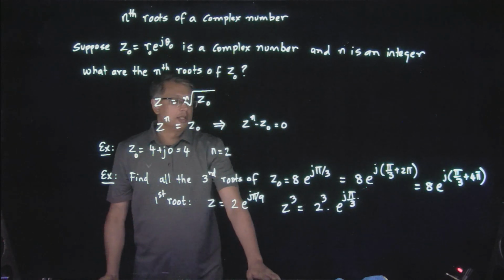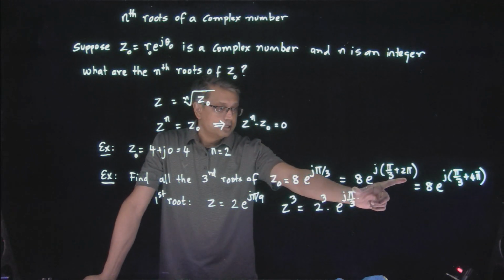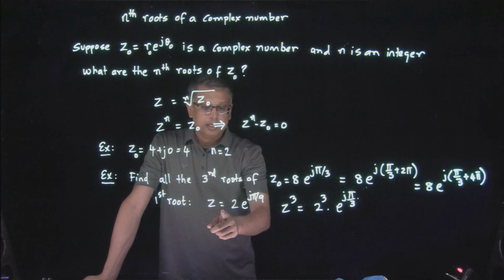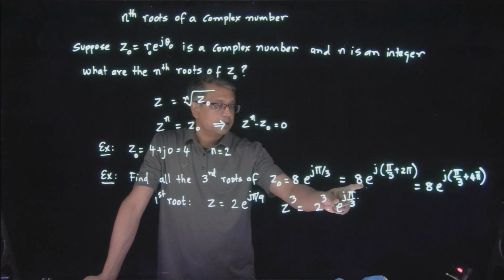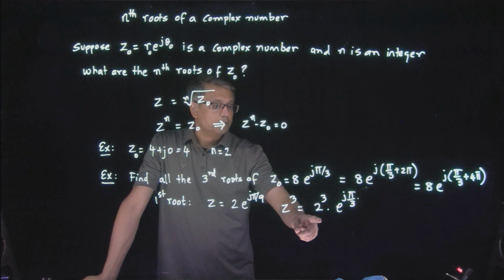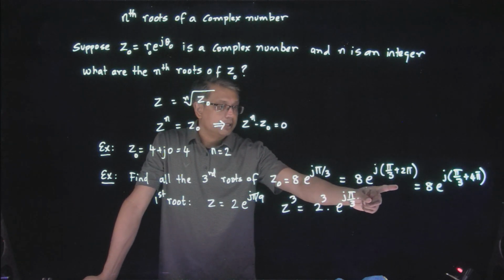So what we are going to do is this. We're going to take this complex number and try to find the cubed root of this by doing exactly what we did here, which is to take the magnitude and take the cubed root of that. That's going to give us a 2, but take the angle and divide that by 3.